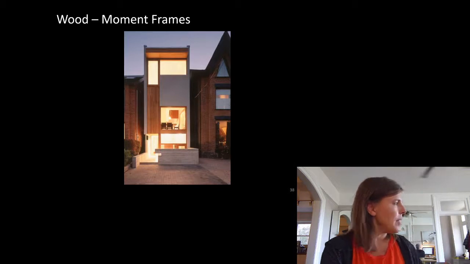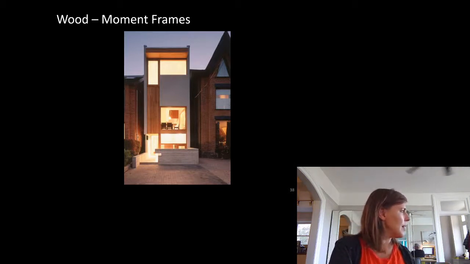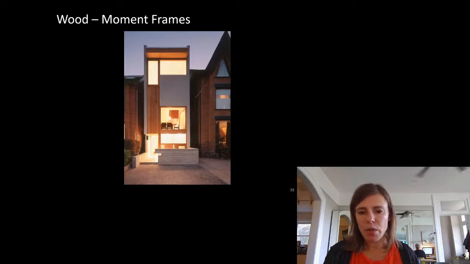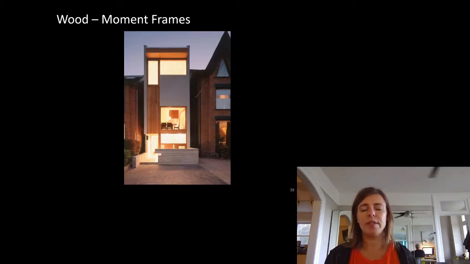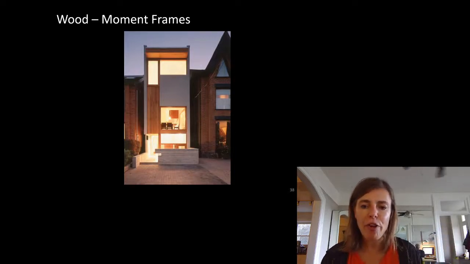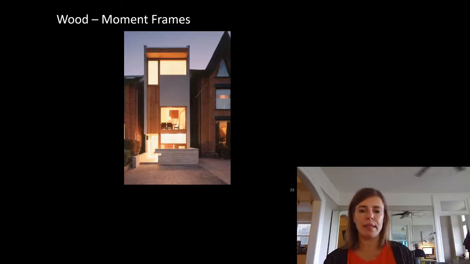How many screws did you need per connection of the light gauge? 16, I think. So every one of those connections, which there were 6 of per frame, needed 16 specialty screws to connect the frames together to develop the moments. And then these frames happened every 8 inches down the length of the building.